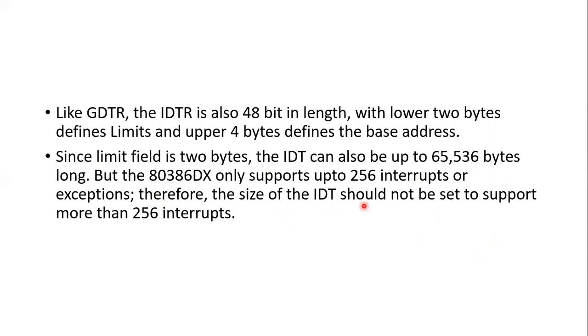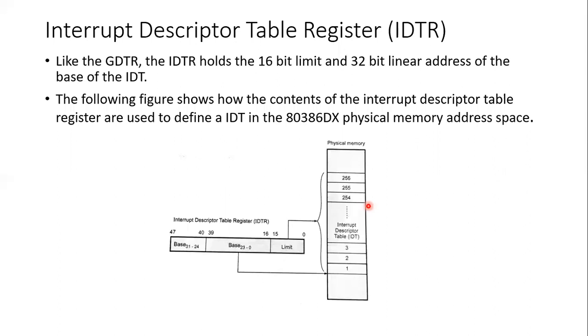Therefore, the size of the IDT should not be set to support more than 256. Why is it given 256 over here? Because the interrupt descriptor table supports 256 interrupts or exceptions by default. So the size should be 1 to 256 only. Otherwise, if the size exceeds it, then it will not be referred to as an IDT. Some error will be generated there.